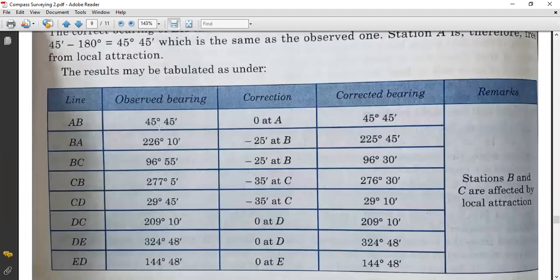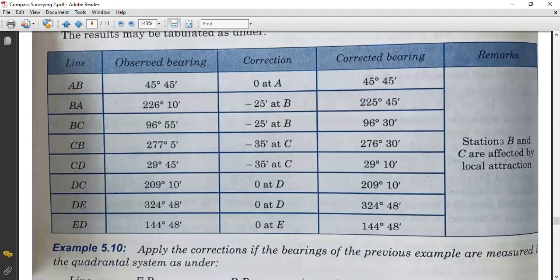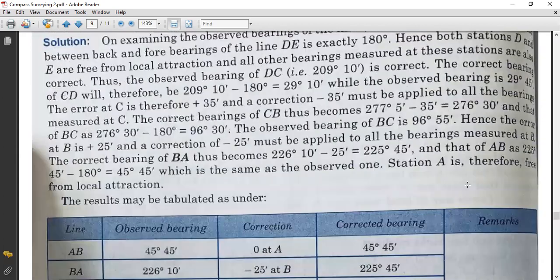So in the remarks, I will write that stations B and C are affected by local attraction.